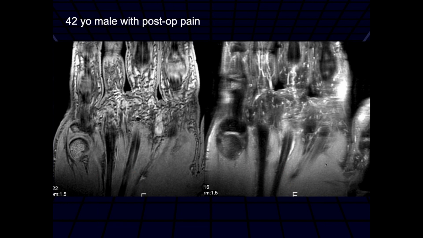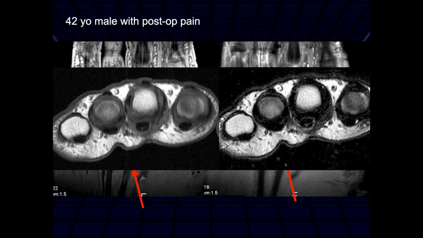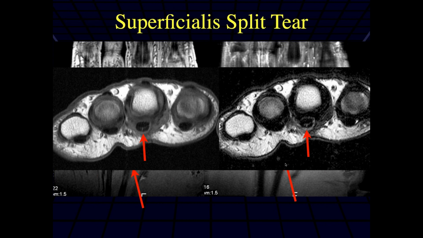42-year-old male with post-op pain. Okay, so we're seeing one of the second flexor tendon there. There's the third. It's got some signal within it, longitudinal signal concerning for maybe a split tear on the axial views there. Yeah, the superficialis tendon, yeah, split tear.